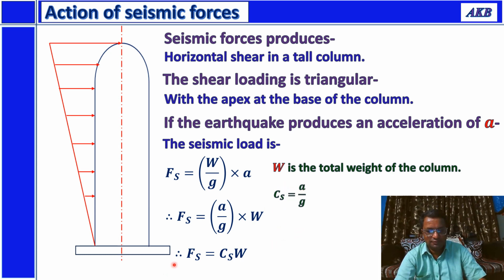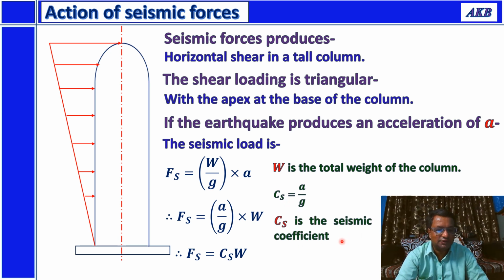Cs is this ratio. A is the acceleration produced due to the earthquake, and g is the acceleration due to gravity. So this group will not have any unit, and I'm denoting that group as Cs. And what is this Cs? They call it the seismic coefficient.